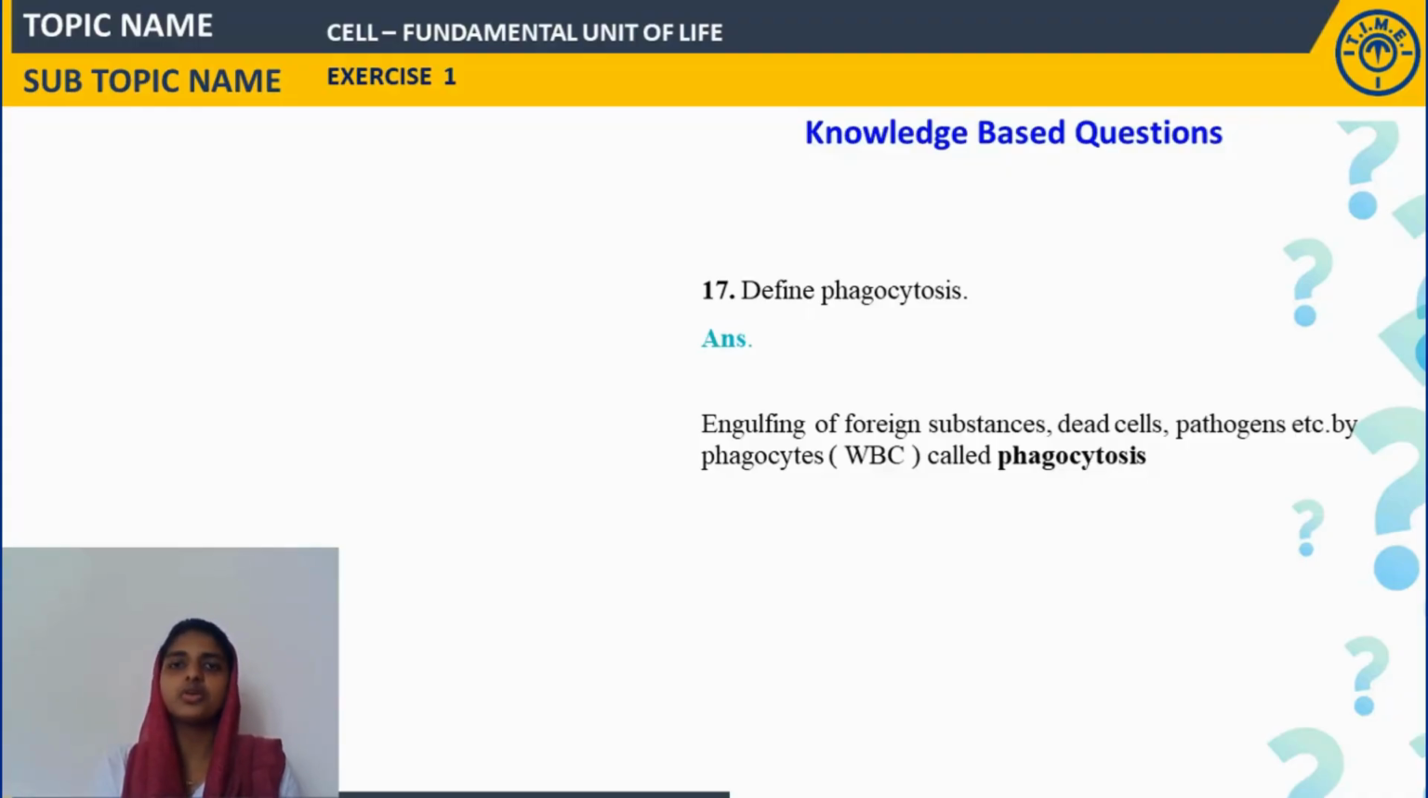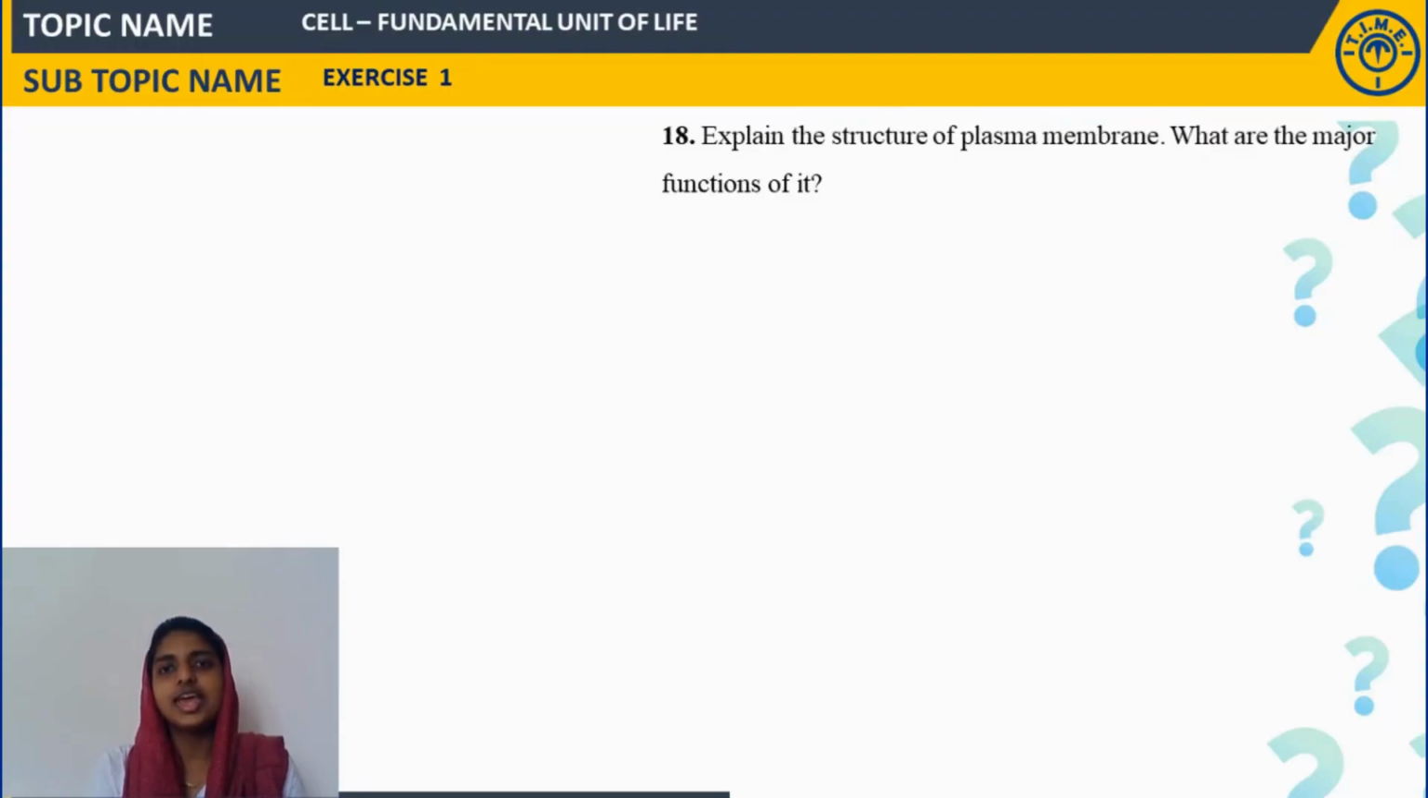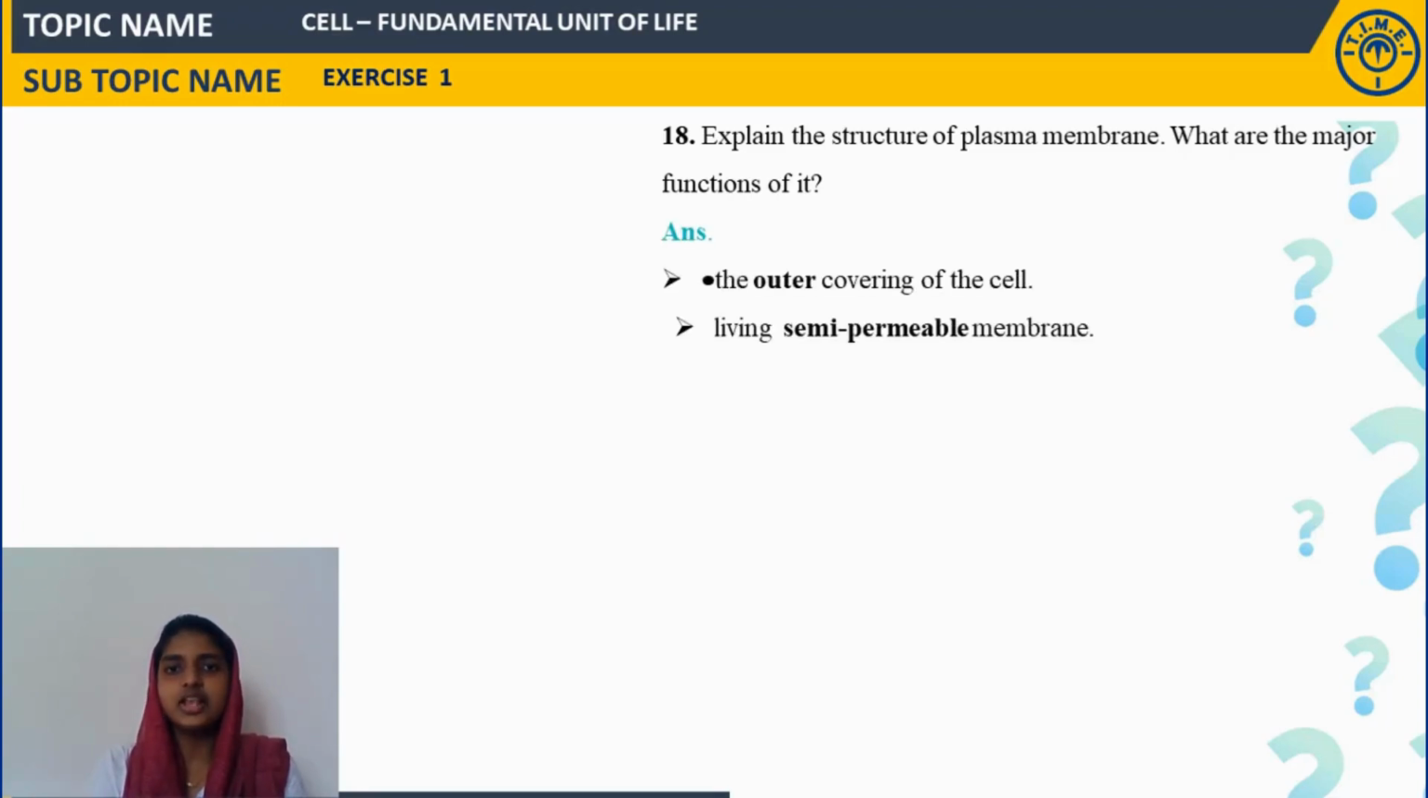Okay, students? Now, our next question is explain the structure of plasma membrane. What are the major functions of it? Okay, we have studied in detail the structure of plasma membrane. Plasma membrane is the outer covering of a cell. It is made of lipids as well as proteins. It is a living and semi-permeable membrane. What is semi-permeable? Semi-permeable means selectively permeable. So, it allows only certain substance to move into the cell.